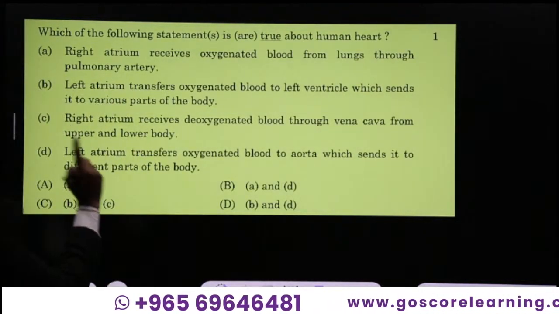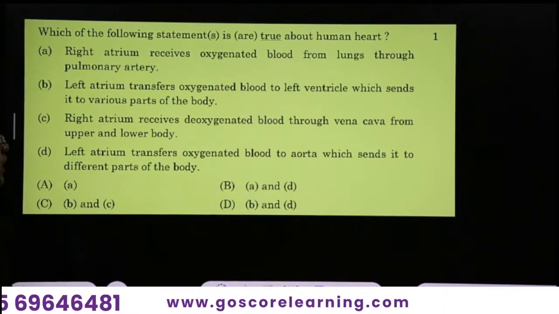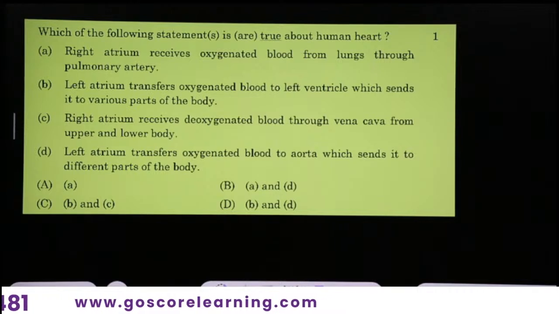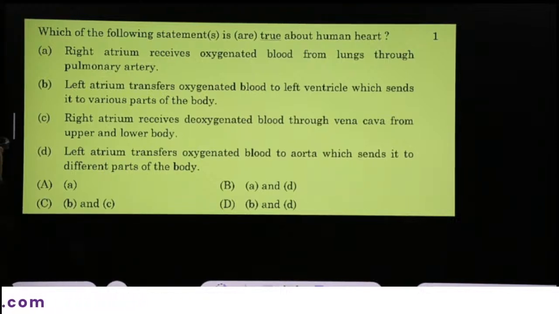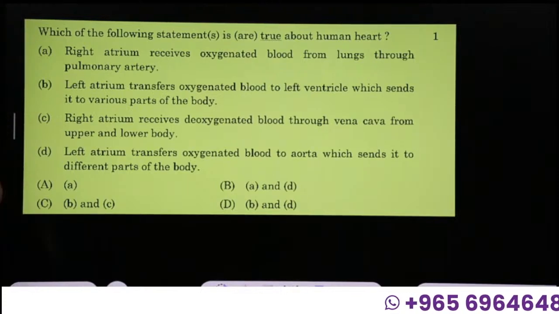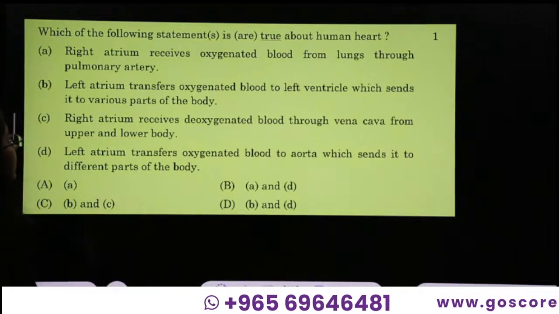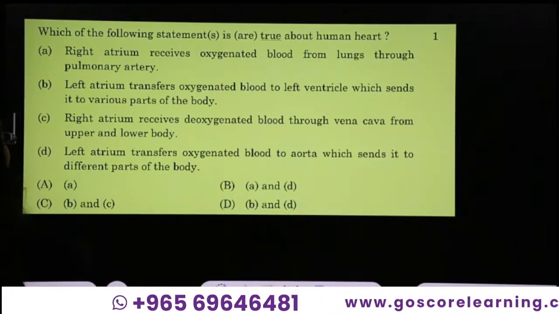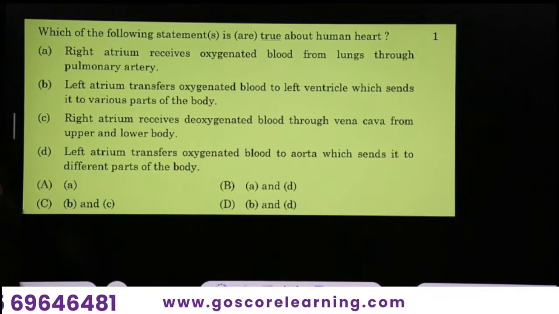Right atrium receives oxygenated blood from lungs through pulmonary artery. Is that statement correct? No. Does the right atrium receive oxygenated blood? No, so that statement is wrong. Left atrium transfers oxygenated blood to left ventricle, which sends it to various parts of the body. Yes, that is a correct statement. Right atrium receives deoxygenated blood through vena cava from upper and lower body. So this statement is also correct.